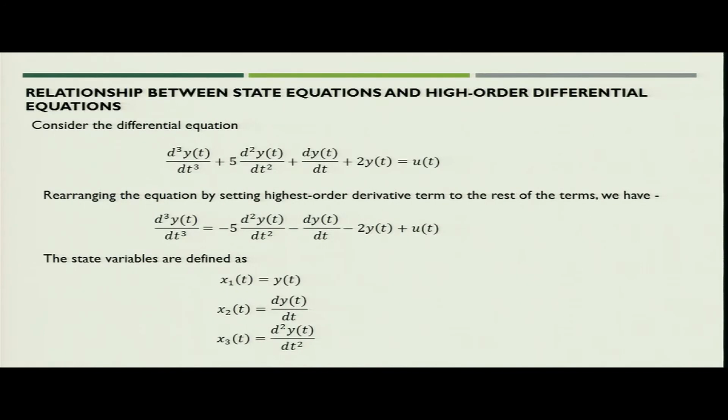Now, let us see the relationship between state equations and the high order differential equation. Let us consider one differential equation, a third order equation: d3y by dt3 plus 5 d2y by dt2 plus dy by dt plus 2 y t is equal to u t. This higher order differential equation needs to be converted into state equations. First, we rearrange the equation by setting the highest order derivative term on the left and the rest of the terms on the right. So, d3y t by dt3 is equal to minus 5 d2y by dt2 minus dy by dt minus 2 y t plus u t.